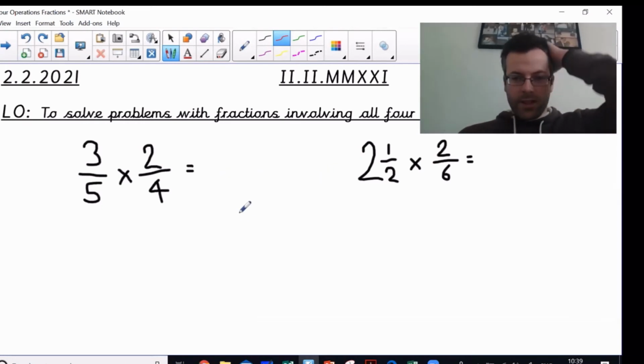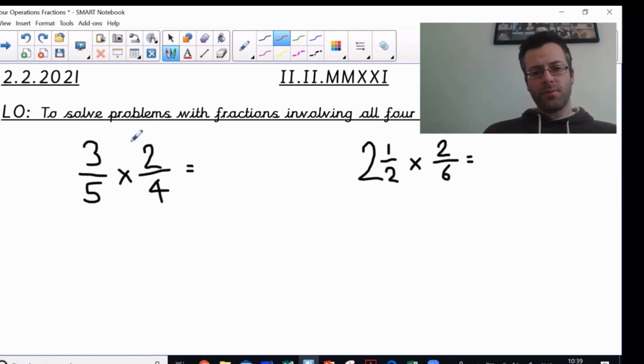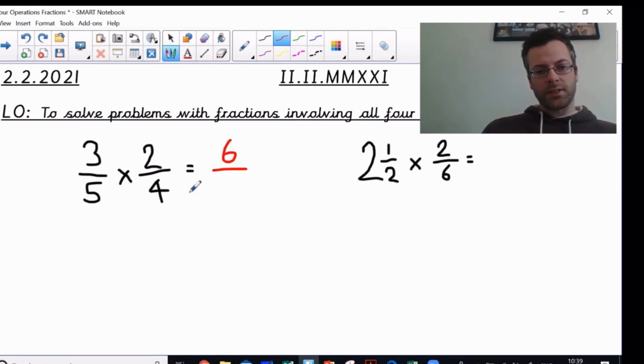Now, let's say that we're doing 3/5 times 2/4. What we're actually doing is finding a half of 3/5. But because it's not easy, we can't end up with like 1.5 fifths. Okay, so we're going to do numerator times numerator, which is 6. Denominator times denominator, which is 20. So our answer is 6/20.